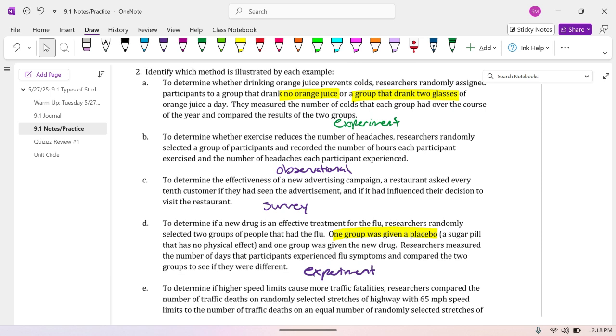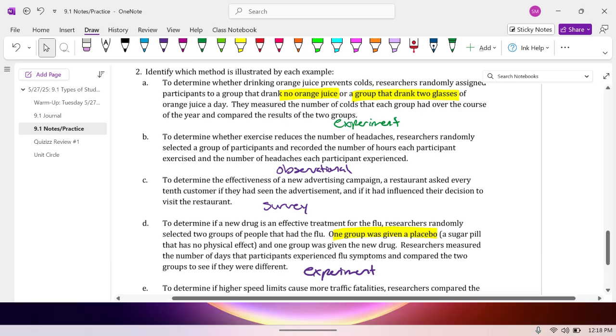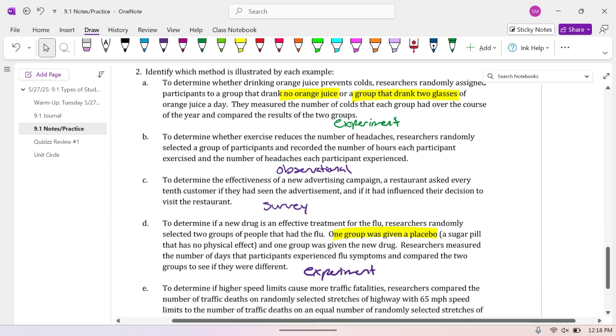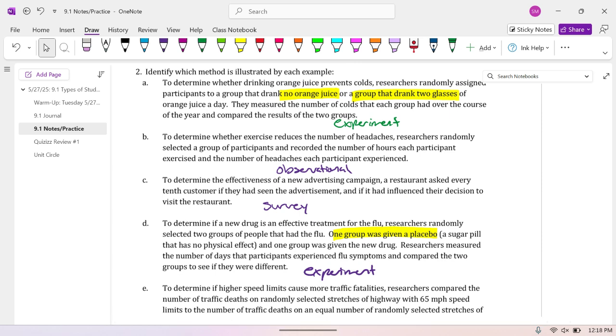You said sigma? Mathematical symbol. You said mu? It's a mathematical symbol. Mu means mean, sigma means standard deviation.